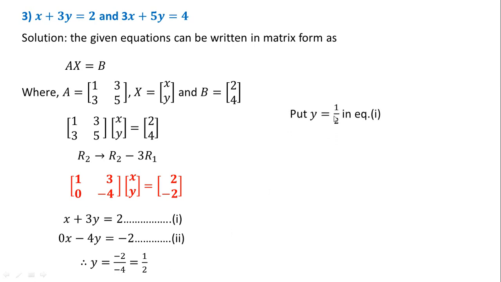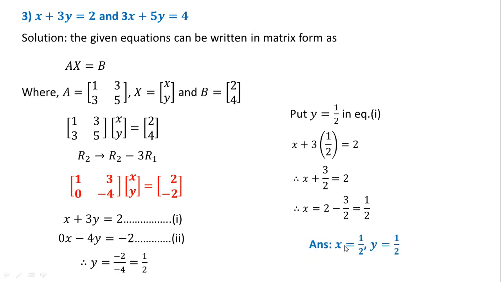Now put the value of y is equal to 1 by 2 in equation number 1 and solve this. Then we get x plus 3 into 1 by 2 is equal to 2, that is x plus 3 by 2 is equal to 2. Then x is equal to 2 minus 3 by 2, that is again we get 1 by 2. So the values of x and y both are 1 by 2. So x is equal to 1 by 2 as well as y is equal to 1 by 2.